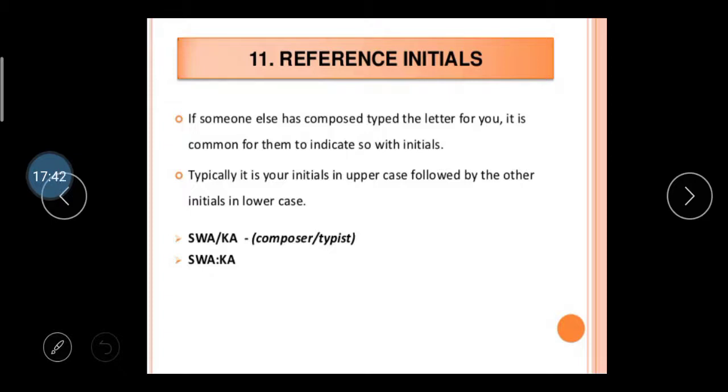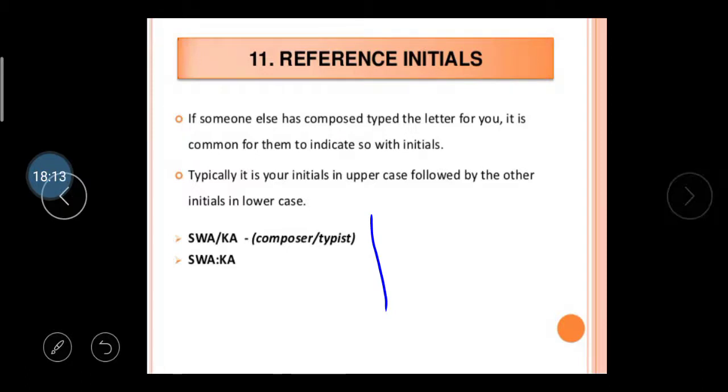If someone else has to compose or type the letter for you, it is common for them to indicate so with their initials. Typically, the initials of the author are uppercase, followed by the typist's initials in lowercase. Whenever formal letters come from higher authorities, they do not type the letter themselves; other persons type it. So at that time, this type of reference initials is necessary.